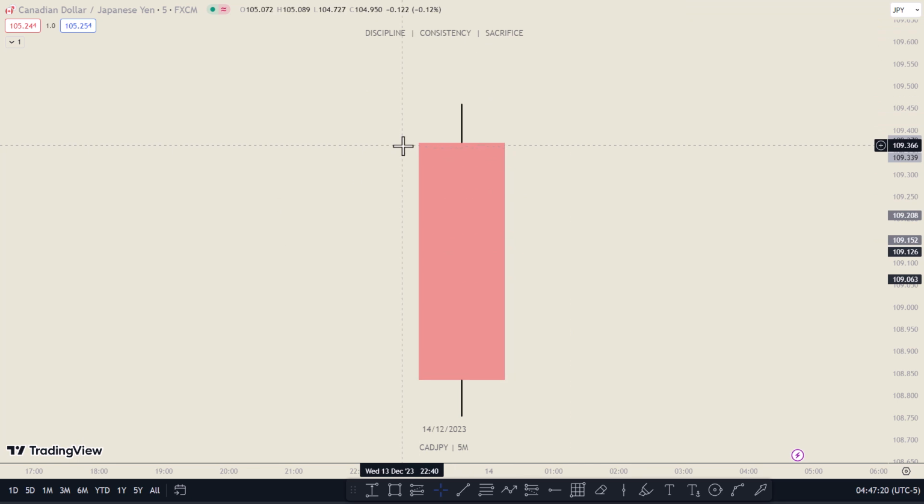Now, according to ICT, the open right here is midnight New York local time, right? You will see that after midnight, price will start trading higher, taking some kind of short-term high to the left. It can be the Asian highs, right? It can be, I don't know, equal highs, yesterday's highs. It doesn't matter. It can be any high to the left. And then after that, it will reverse and expand lower.